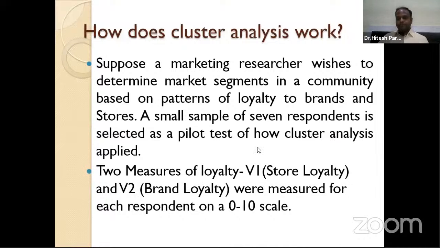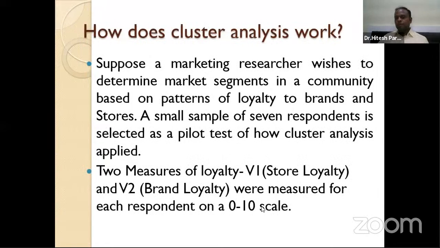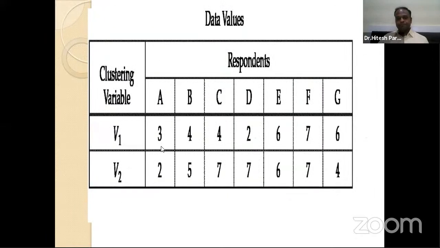So let us start. Let us say that there are 7 respondents and they can be named from A to G. So A, B, C, D, E, F, G are our respondents. V1 and V2 are our variables. V1 is store loyalty and V2 is brand loyalty. And these are the scores obtained from the respondents on a 10-point scale: 3, 4, 4, 2, 6, 7, 6, 2, 5, 7, 7, 7, 6. Is it clear?